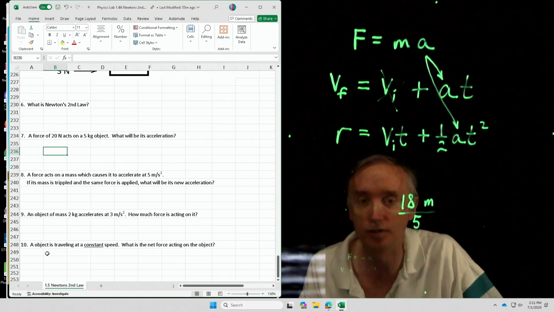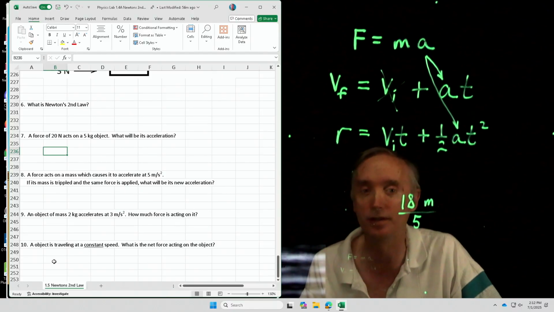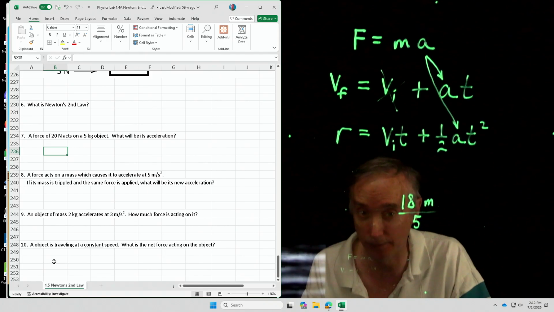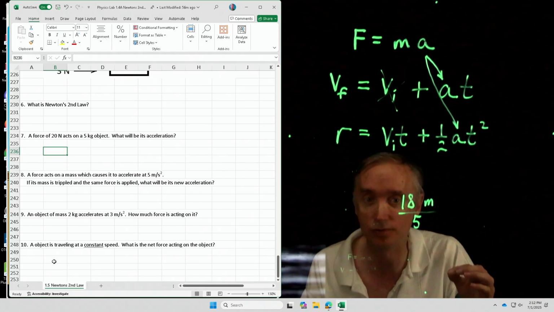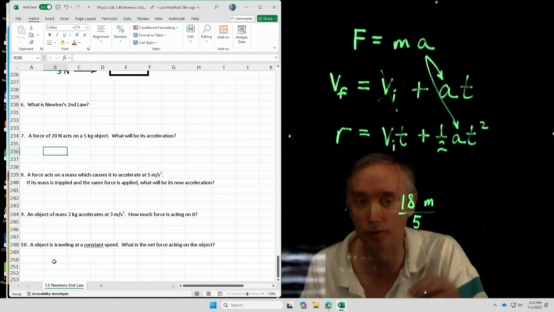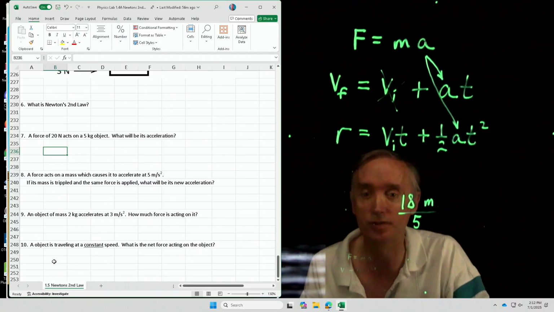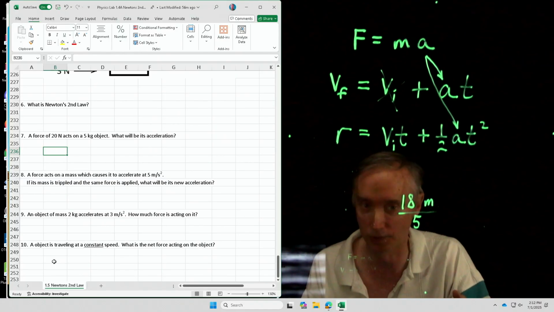And then an object is traveling at a constant speed. What is the net force acting on the object? So this is kind of your bonus question down here. It's not for bonus points, but this is kind of a tricky one. If something has a constant speed, then that should be telling you something about its, begins with the letter A, and then that should tell you something about what's the force acting on it if it's producing that thing that begins with the letter A.